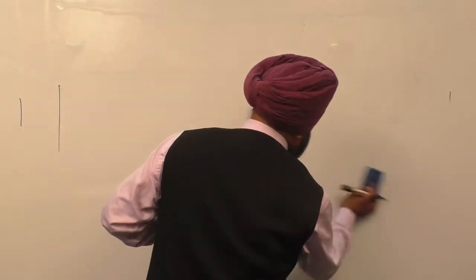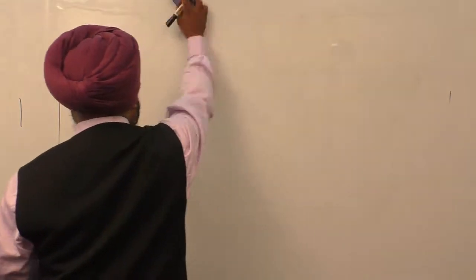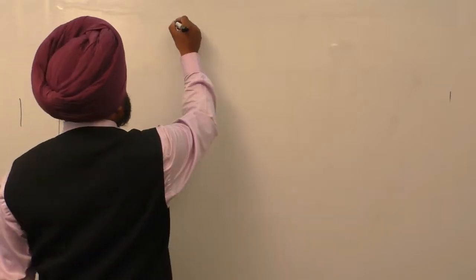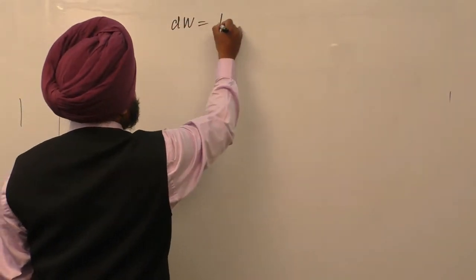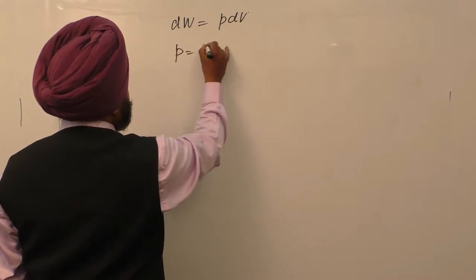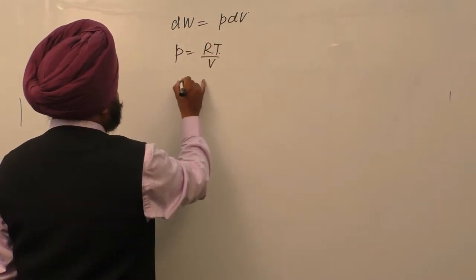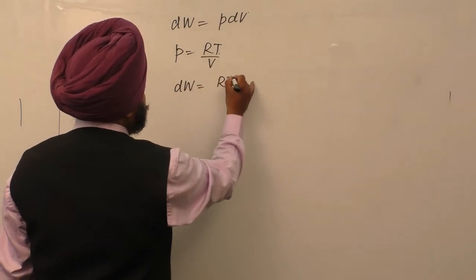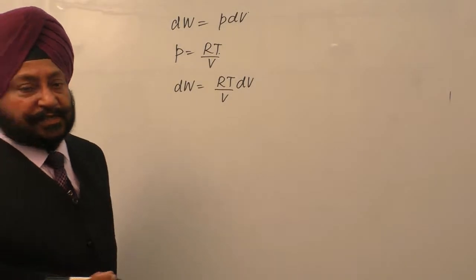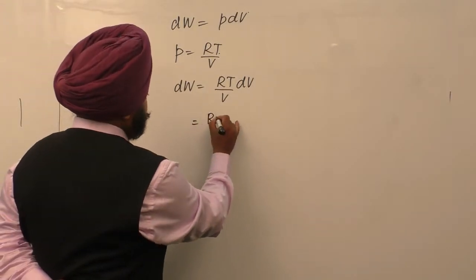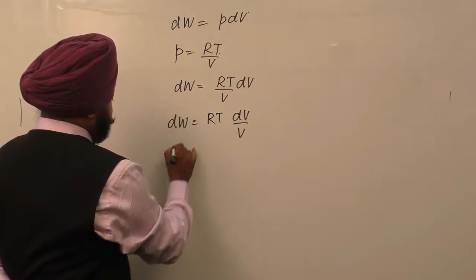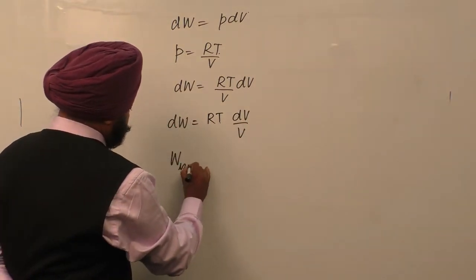Now, what is the work done during an isothermal process? We start with this expression. dW is pressure into change in volume, and we know that pressure is equal to RT divided by V. So we will write dW is equal to RT divided by V into dV. Now remember, temperature is constant here, so we will rewrite this expression.